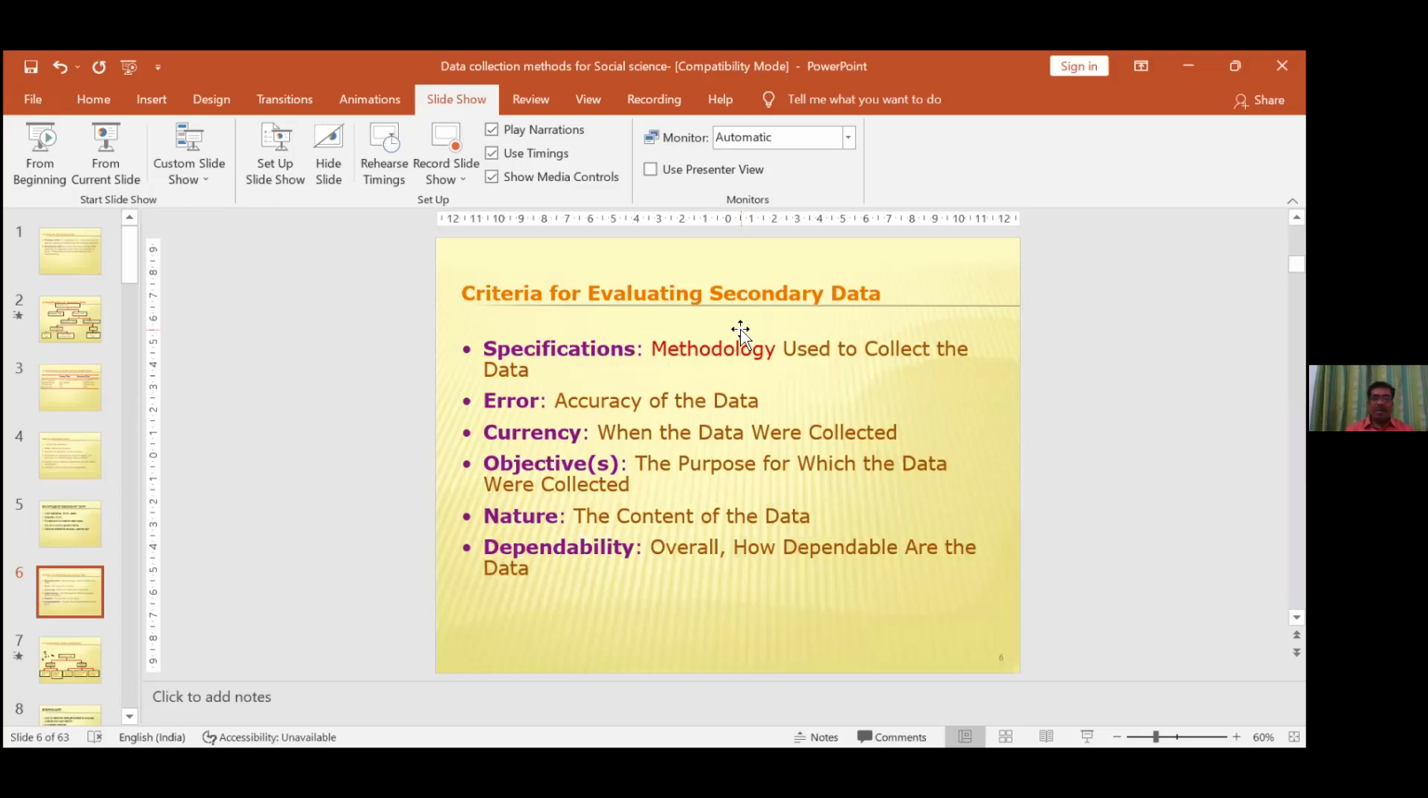Another important thing, credibility of the data. What is credibility? Say, for example, if government has collected data, naturally it will be somewhat credible. So we have to ensure the credibility of the data.